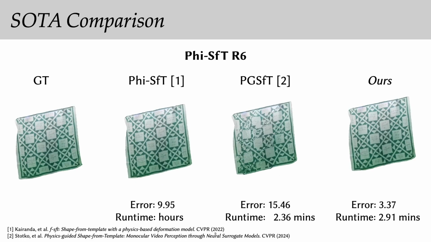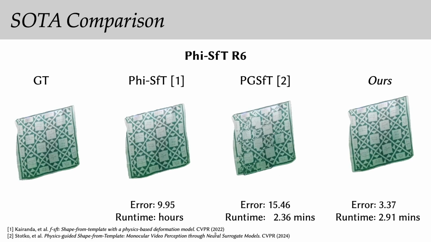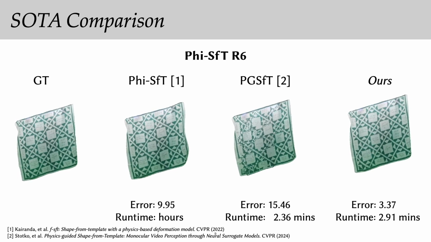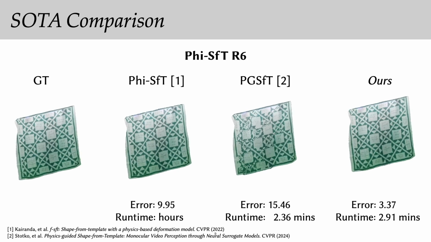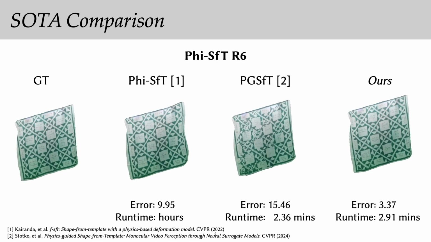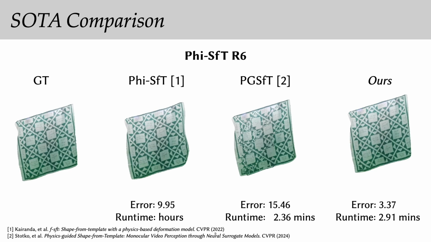To evaluate our method, we compute on the Phi-SFT real dataset the chamfer distance between the predicted shapes and the ground truth point clouds. We significantly outperform the physics-based approaches. For each video sequence, reconstruction is done in about 2 to 3 minutes, comparable to PGSFT and much faster than Phi-SFT, which requires 16 to 24 hours.